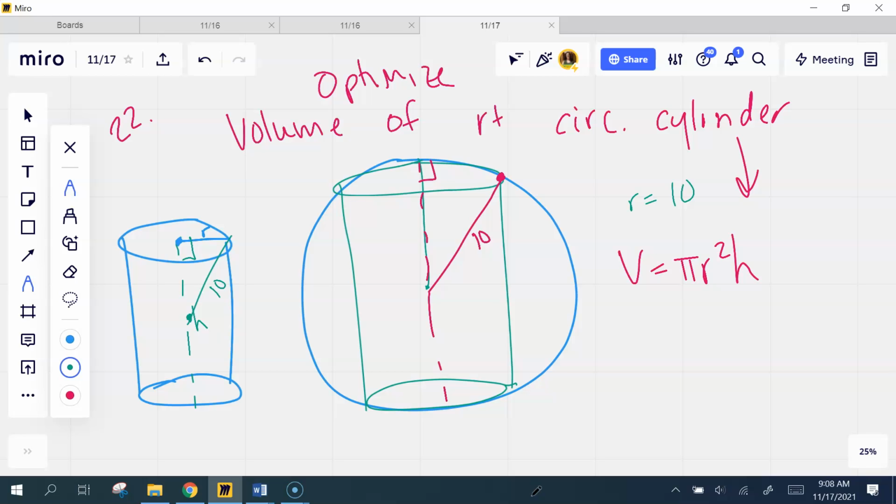Well, I'm thinking right now. That looks like a 30-degree right there.